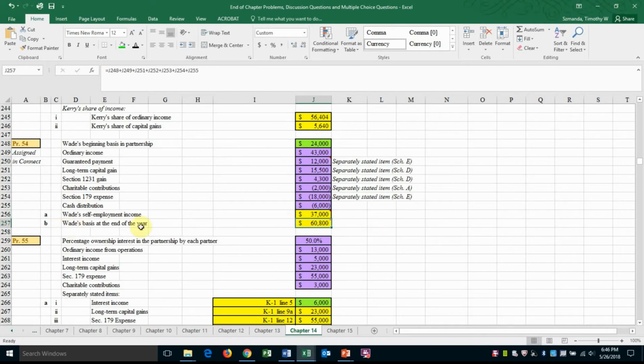Finally, what is Wade's basis then in the partnership as of the end of the year? Well, here what we're going to want to do is really add the beginning basis, of course, and then we're going to add the ordinary income, and we'll add in the long-term capital gain and the Section 1231, and then the charitable contributions as a negative value, and then the cash distribution as a negative value as well. Once we net all those together, then we wind up with 60,800.